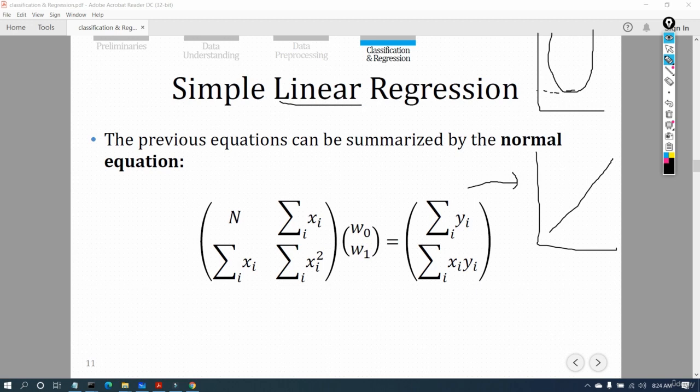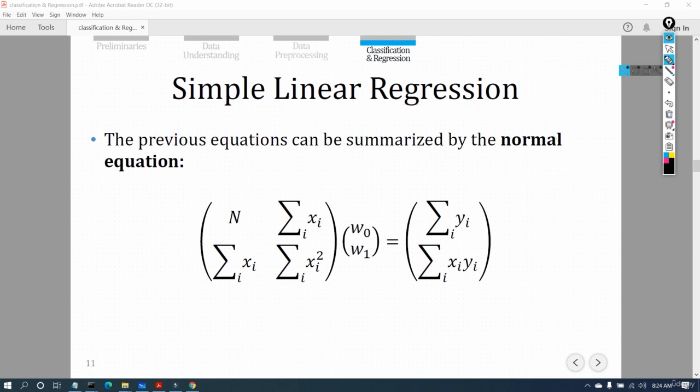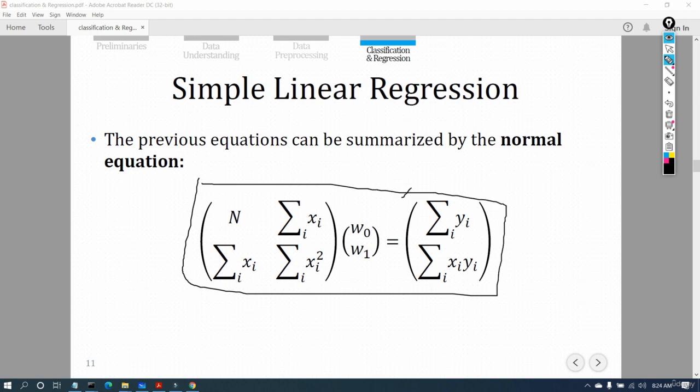Our simple linear regression, or in fact any linear regression model, is going to create this line by finding this global minimum. Now from this equation, if you solve this equation, you will find the values of omega naught and omega 1.